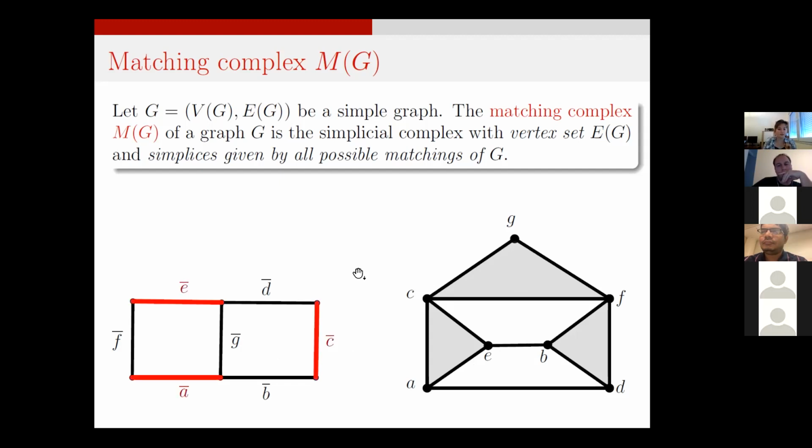And let's get used to it. For example, I consider these three edges that form a matching, A bar, C bar, and E bar. And we have a simplex AEC. And that's what we do all the time. For example, we just have the EB edge, because E bar and B bar form a maximal matching, although it's not maximum among all matchings, but there is no other edge that is non-adjacent to both of them. And that's how we get this matching complex.